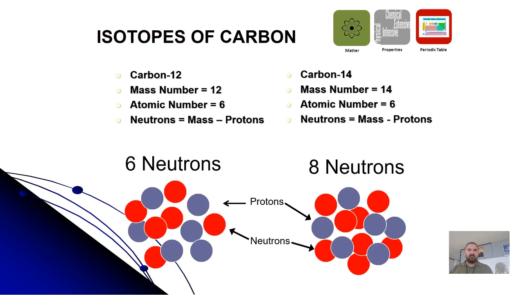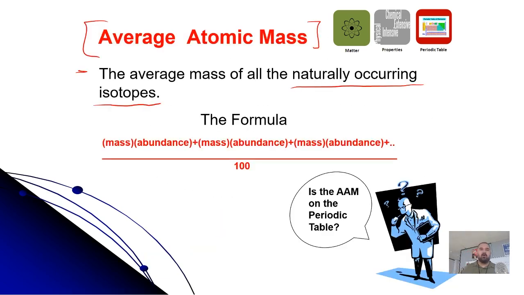So back to our formula over here. We already defined average atomic mass. Now we're going to write out the formula. The formula is going to be mass times abundance plus mass times abundance plus mass times abundance plus ... What does ... mean? This formula continues based on how many isotopes you have. Some elements have only 2 isotopes. In that case, you're only going to use this much of the formula. But some elements have 5. In that case, what are you going to do? You're just going to keep going. Plus mass times abundance, plus mass times abundance.